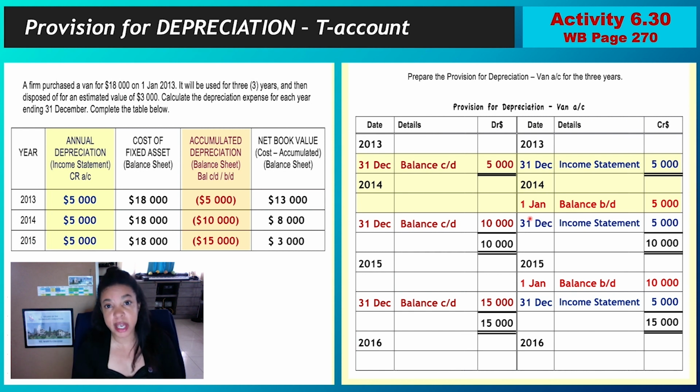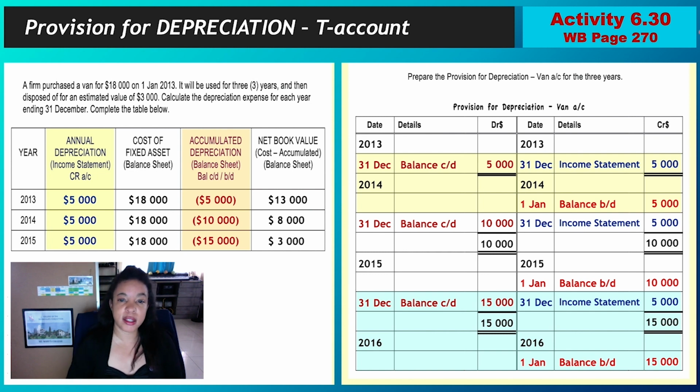So it's a new year, it's 2016, 1st of January, you're bringing down your balance of $15,000. And that is your section there completed, and you have your 3 periods. You have 2013, 2014, and 2015, right? But you always end with your balance brought down.